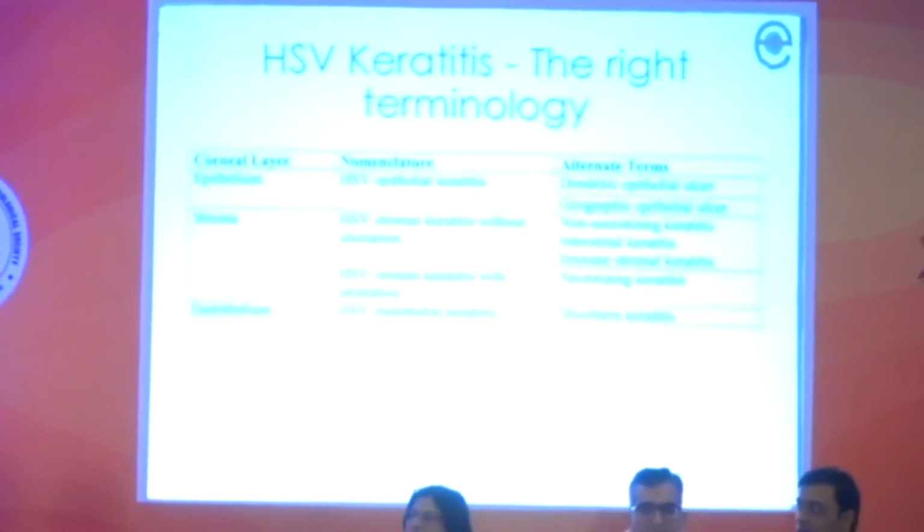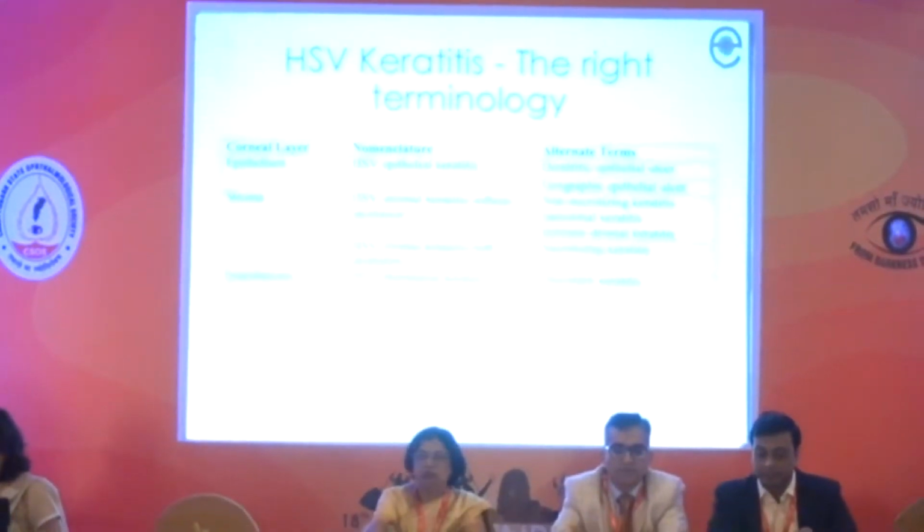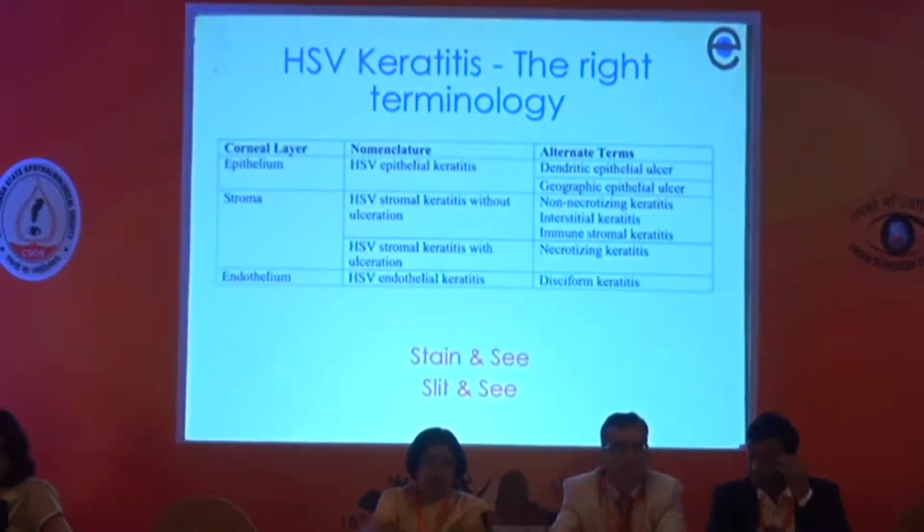First things first, it's very important to get the terminology right, because there are a host of descriptions used for these infections, like geographic ulcer, dendritic ulcer, necrotizing keratitis, non-necrotizing keratitis. The simpler way to classify these infections is in terms of the layers of the cornea. If we have only epithelial involvement, it is best termed HSV epithelial keratitis. If you have stromal involvement, that becomes HSV stromal keratitis. This can again be with or without ulceration, which takes away the confusion of necrotizing or non-necrotizing. And then there is HSV endothelial keratitis, or alternatively called endotheliitis.